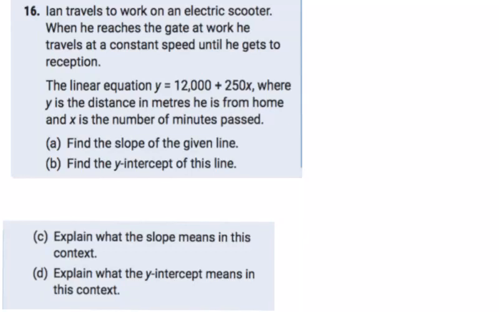In question 16, we have Ian traveling to work on an electric scooter, probably with no helmet and earphones. When he reaches the gate at work, he travels at a constant speed until he gets to reception. It's a linear equation. Y is equal to 12,000 plus 250x, where y is the distance he is from home and x is the number of minutes passed. Find the slope of the given line.